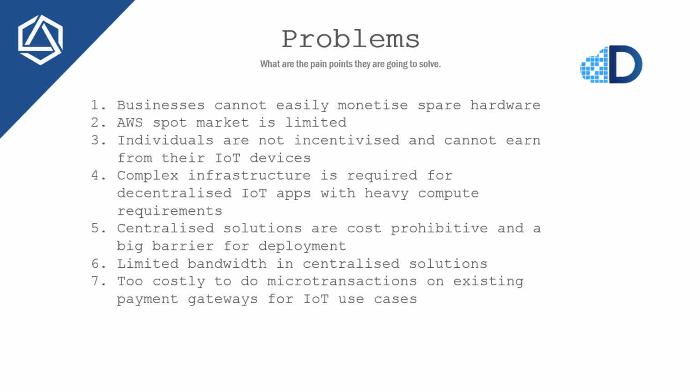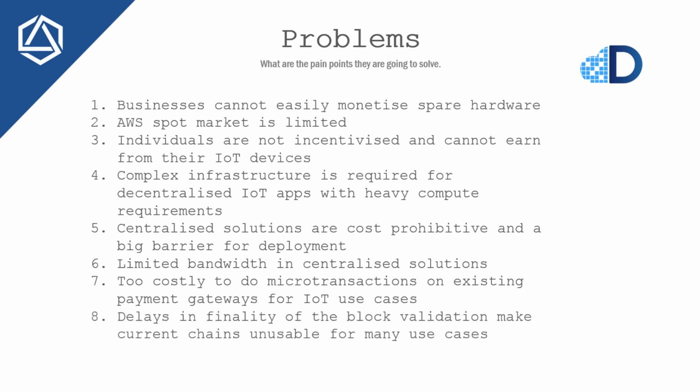Well, current blockchain equivalents are too costly to do microtransactions for Internet of Things use cases. If you look at, for example, Ethereum, the gas cost of Ethereum to actually perform these tiny transactions for Internet of Things is just too cost prohibitive at the moment. And again, delays in the finality of the block validation make the current blockchain solutions unusable for many use cases, especially Internet of Things as well. So a new, faster chain is needed, and they propose to use directed acyclic graph technology and the Nebulous platform to achieve those aims.